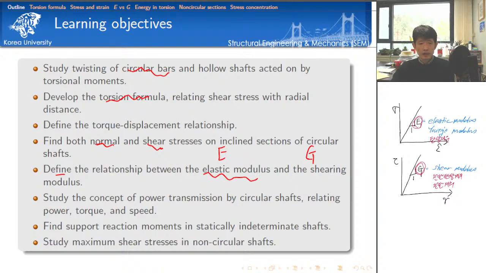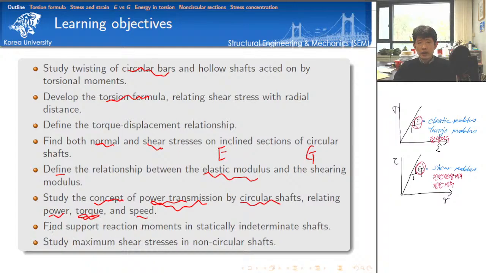After that, we'd like to talk about the concept of power transmission. Just imagine that you have an engine or motor. From the body of the engine, typically we have a shaft, and the rotation produced by the motor or engine is transmitted to the wheels of a vehicle to transmit the power, isn't it? Typically the transmission of power is done by a circular shaft by means of the torsional moment. So here we'd like to discuss the concept of power transmission, and the relation between the power and torque, the torsional moment, and speed.